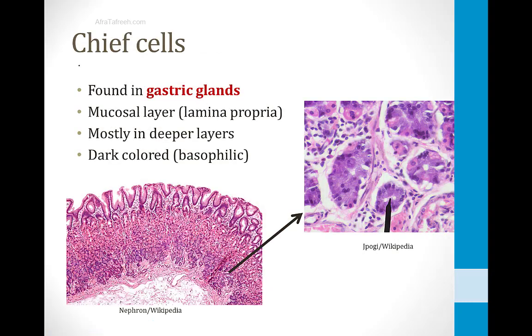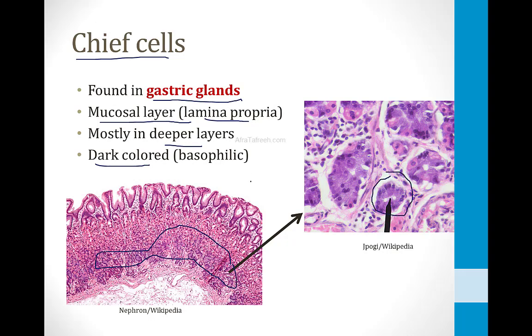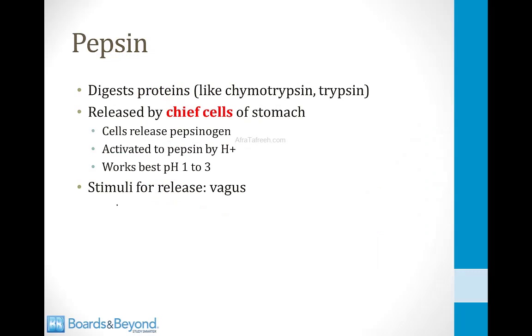Besides parietal cells, there is another important secretory cell type in the stomach, and those are the chief cells. These are also found in the gastric glands. They're also found in the mucosal layer in the lamina propria. They tend to be more in the deeper layer. They are dark colored or basophilic, and you can see there are more dark colored cells here in the deeper layer of the lamina propria. If you zoom in, you can see these purple cells right here. Those are chief cells. And the important role of the chief cells in digestion is to secrete pepsin.